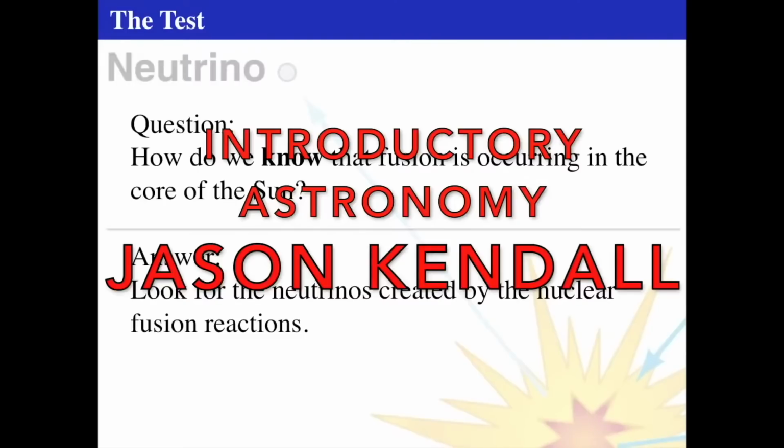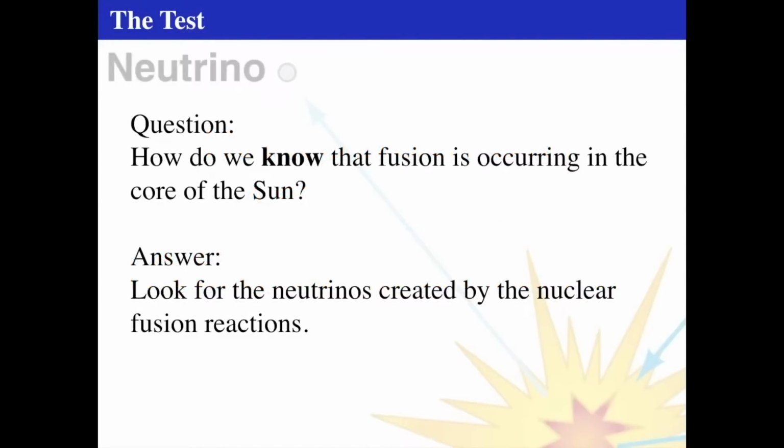We're going to finish off the sun this time. We've been talking extensively about the sun in the last few lectures. We talked about what's happening down in the core, nuclear fusion, the surface, prominences, solar flares, everything, how energy gets transferred inside the sun. But really, the biggest question is, how do we actually know that fusion is occurring in the core of the sun?